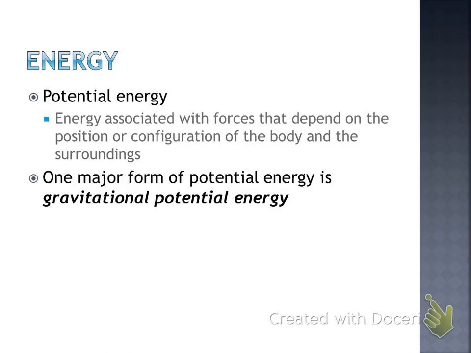And gravitational potential energy depends on the position or configuration of the body and its surroundings, or the object. What that means is that if we're talking about gravitational potential energy, it's got to have the potential to have gravity act on it, right? It's got to have the potential to fall in order to have gravitational potential energy. So it has to be off the ground, essentially. Okay, it has to have the ability to fall.